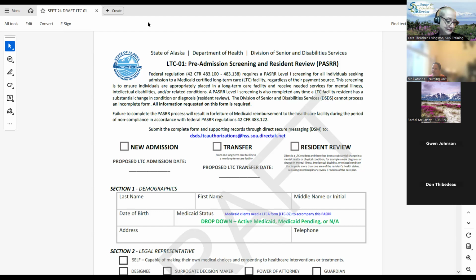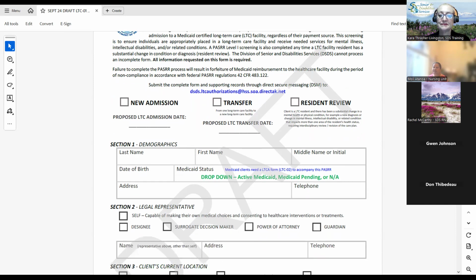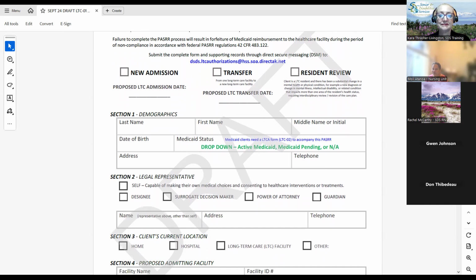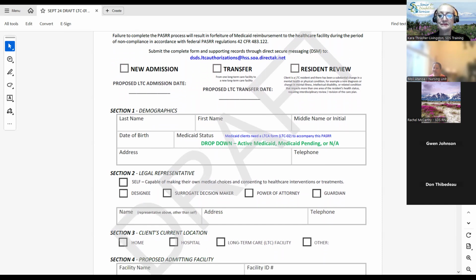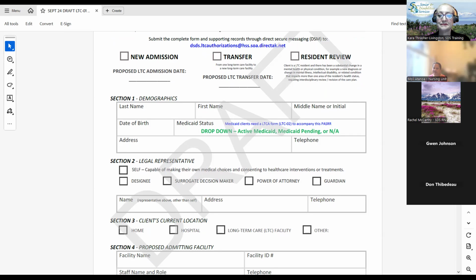So we're just going to go page by page. The first page will look almost exactly the same as what you're used to filling out now. A lot of demographic information. Section 2 looks at legal representation, whether there is a decision maker assisting with making the final decision to admit to a nursing home, or access long-term care facility services.